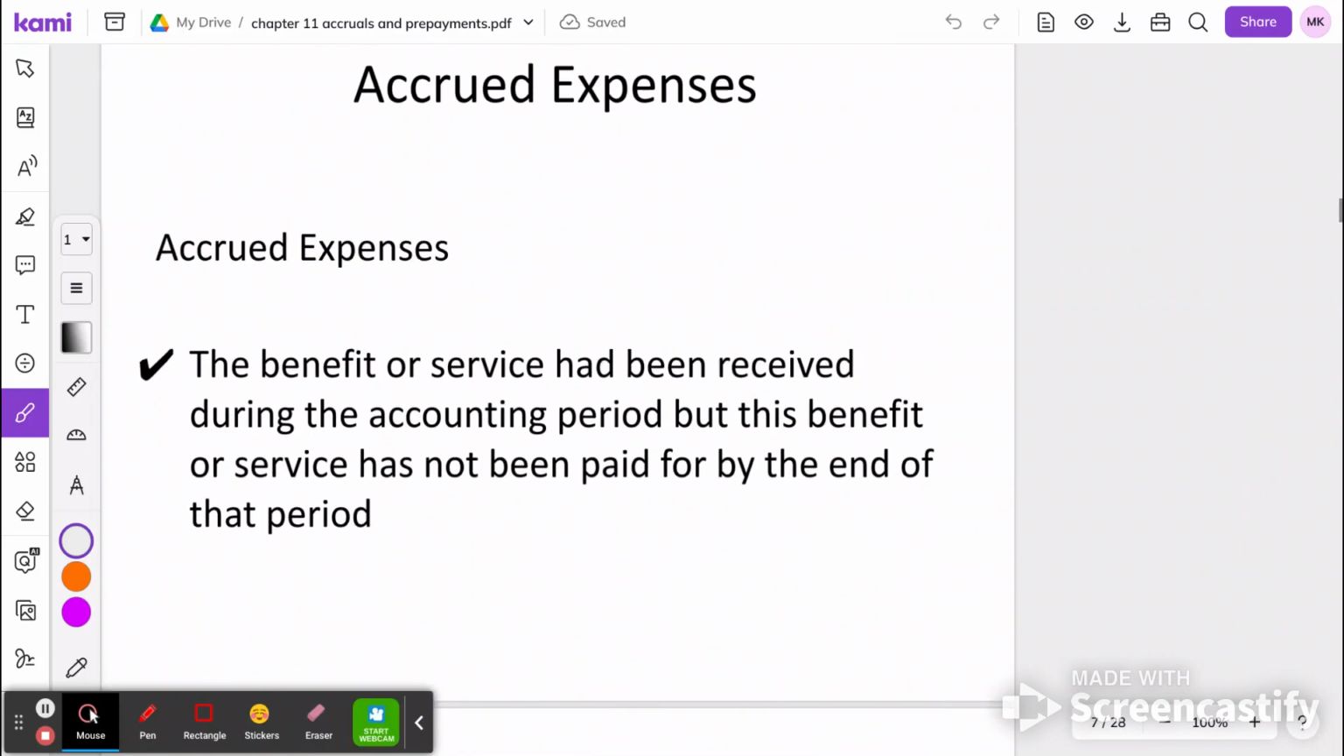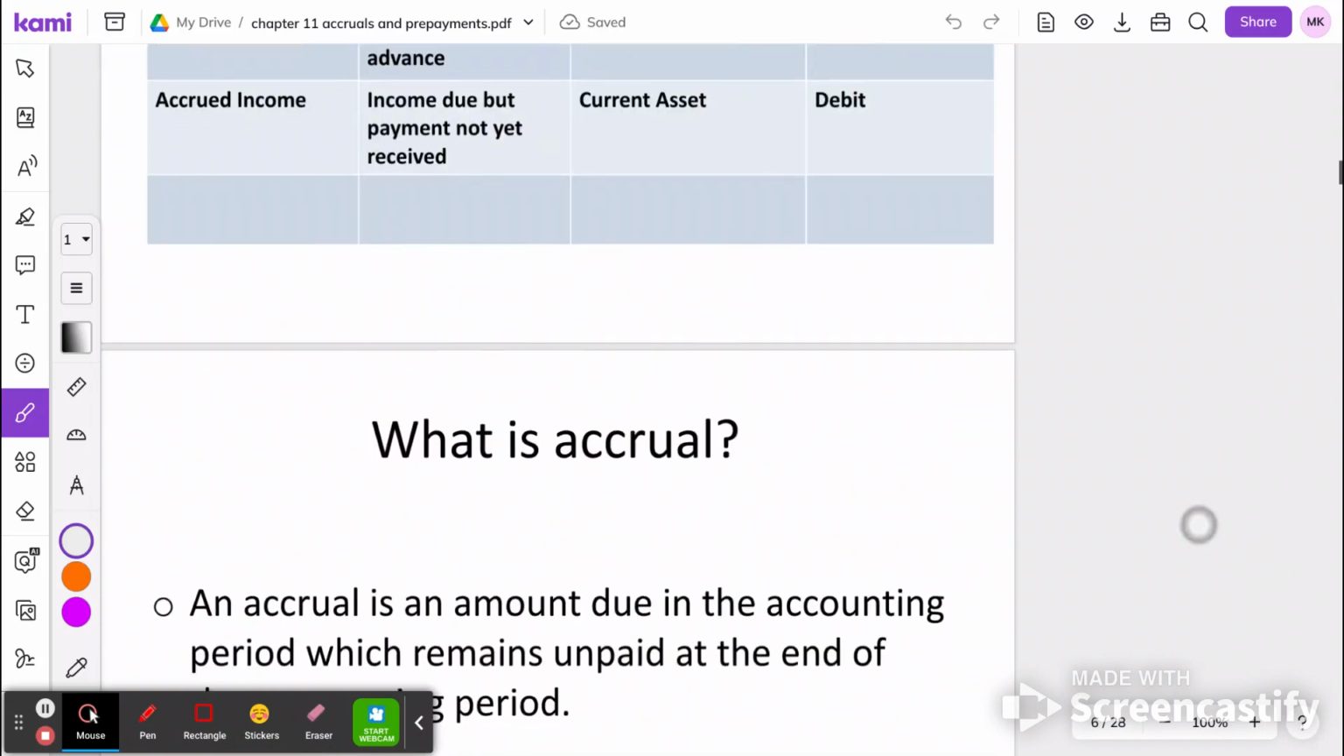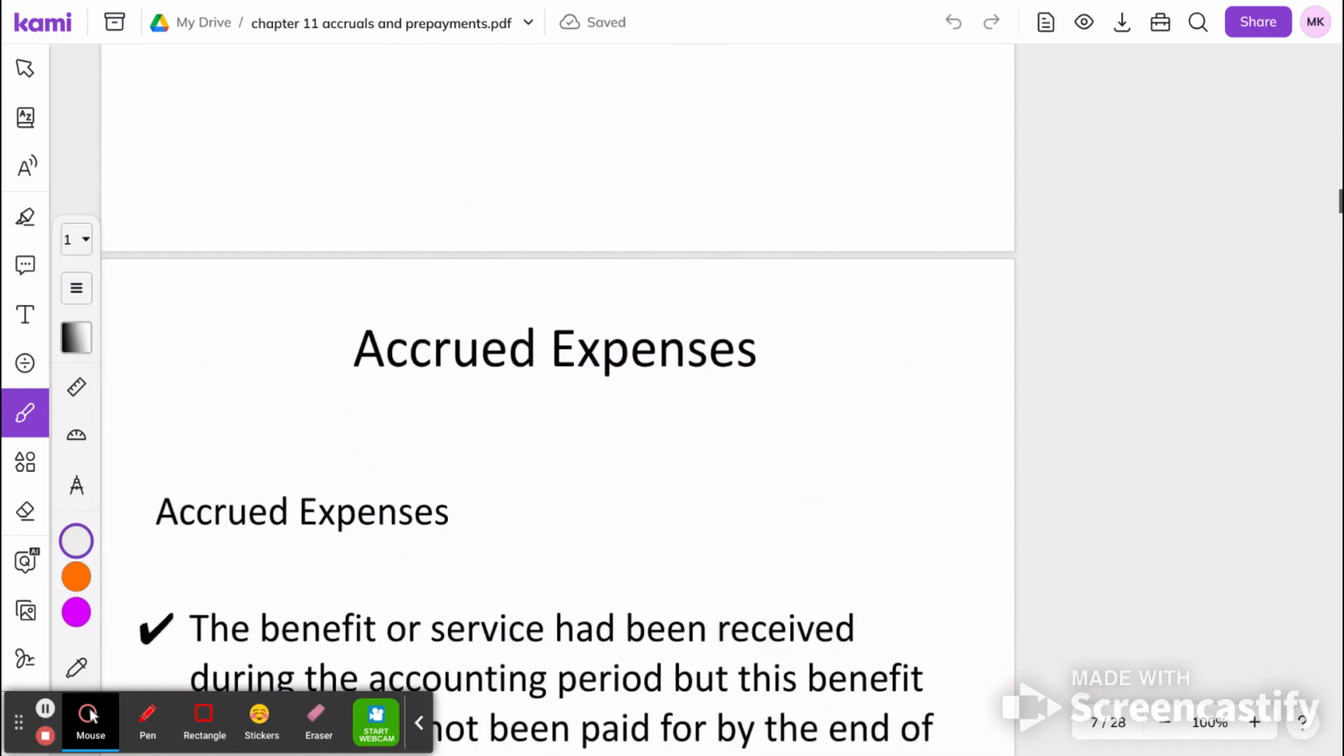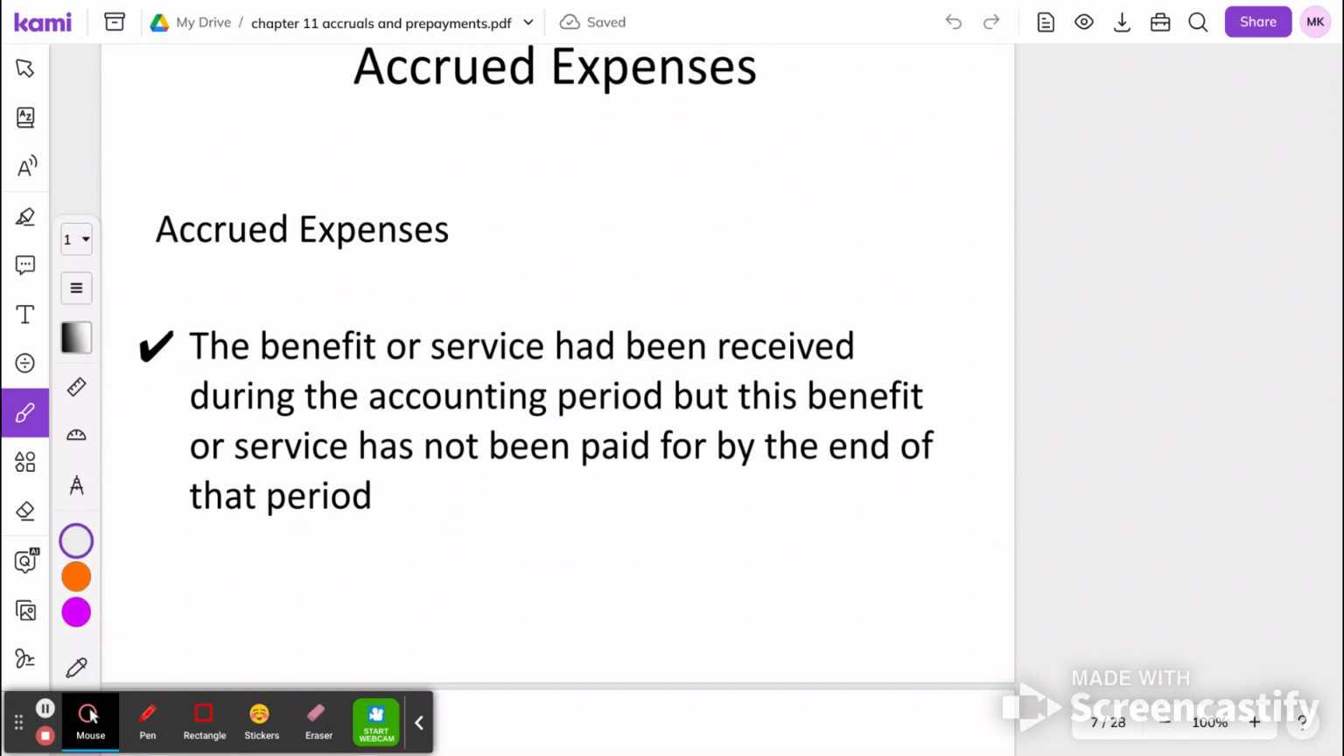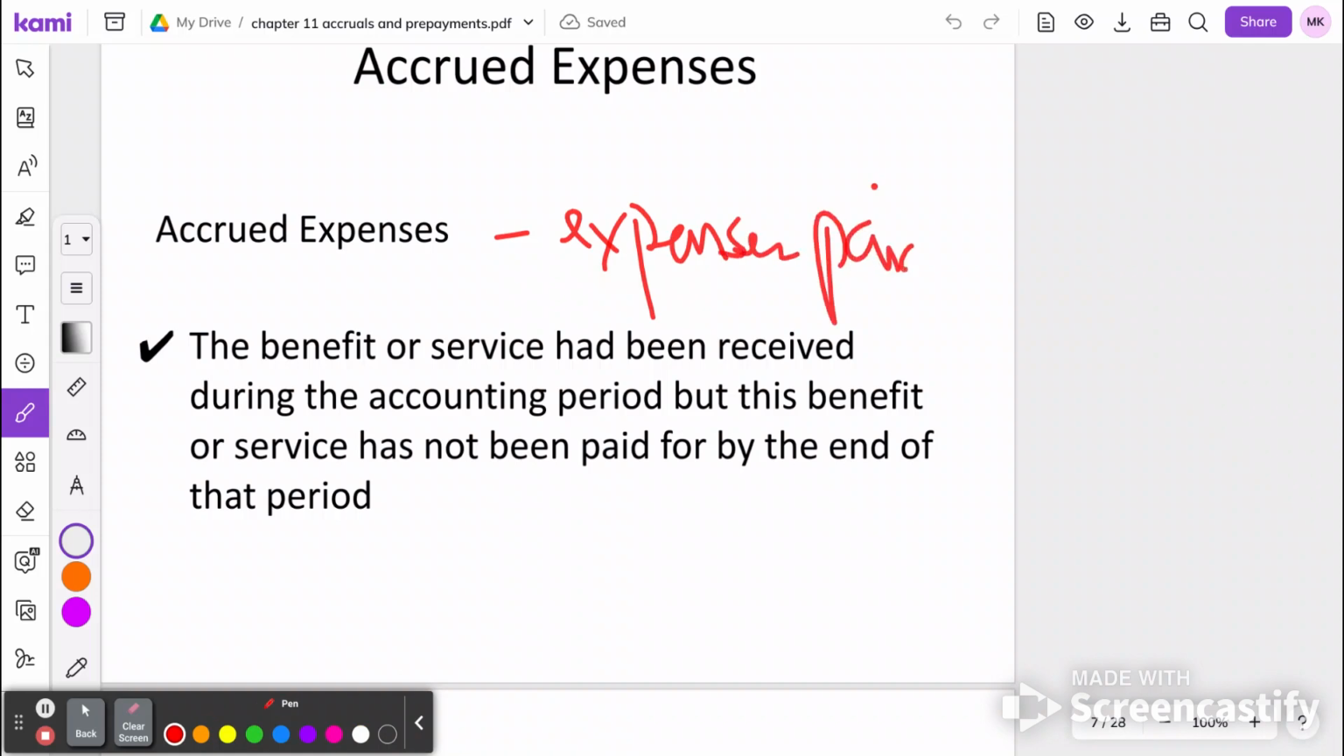All right. So, by definition, accrued expenses is a benefit or a service that had been received during the accounting period, but this benefit or service has not been paid for by the end of that period. That's why I explained earlier that accrued expenses are expenses paid later. Okay, you didn't pay for it immediately, but you already got the service.